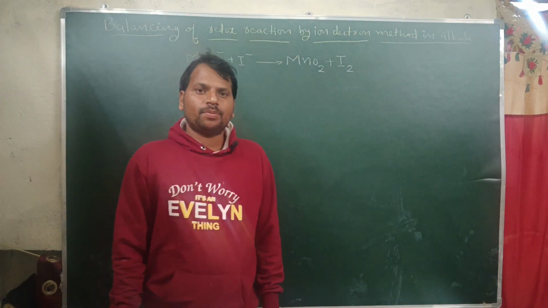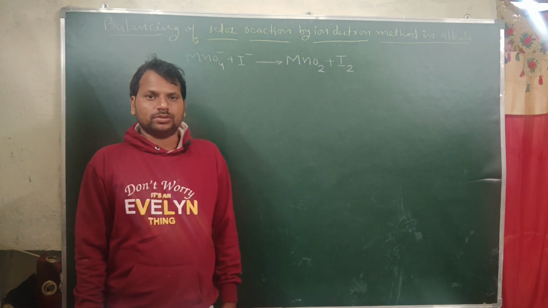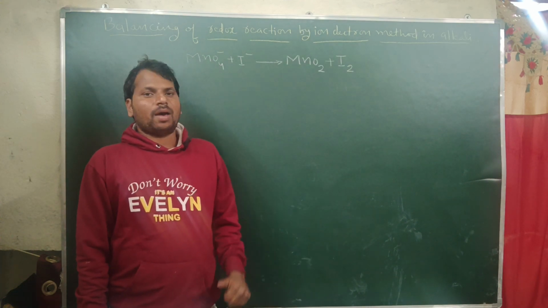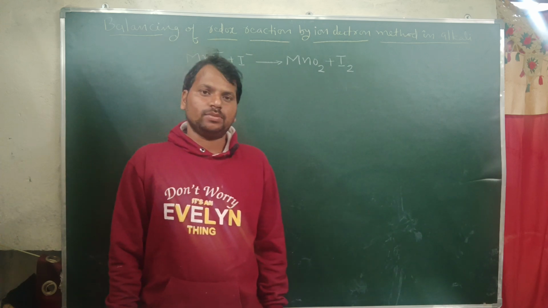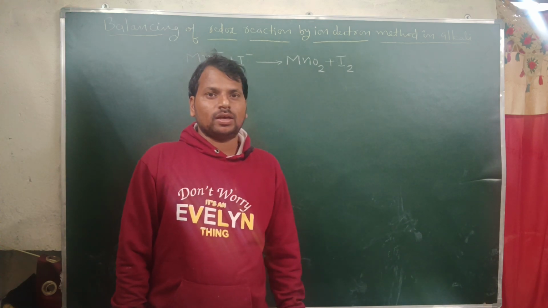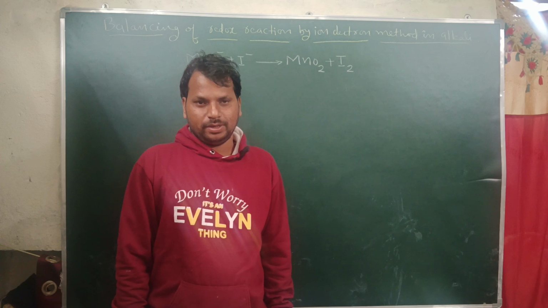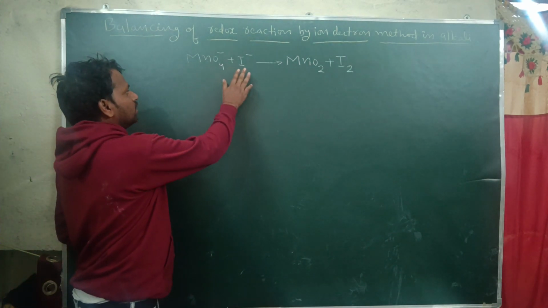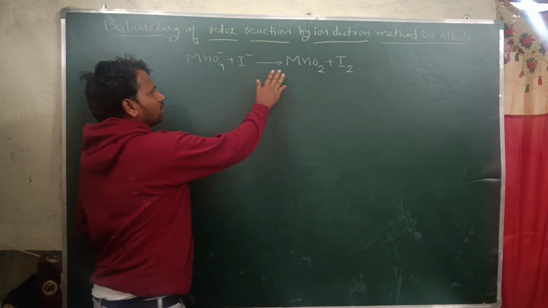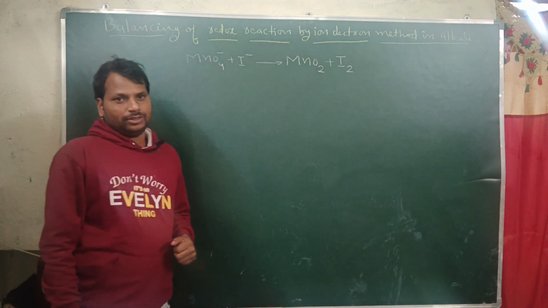Good evening, students. In the previous class, we discussed balancing of redox reactions by the ion-electron method in acid media. In this class, we are discussing it in alkali or base media. Let me take one reaction: MnO4 minus plus I minus gives rise to MnO2 and I2.